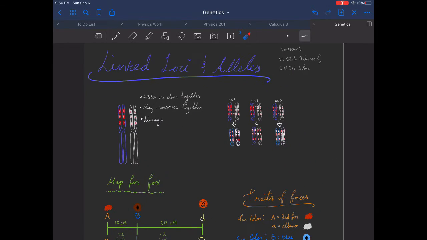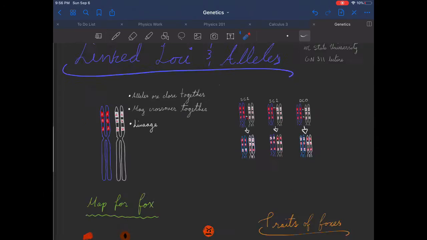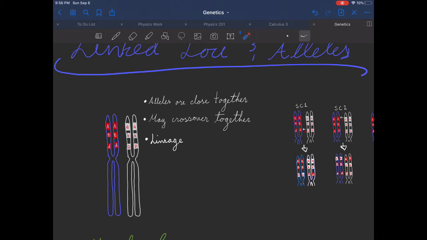Today we're going to look at linked loci and alleles. When two alleles are close together, they may cross over together, and that's called linkage.